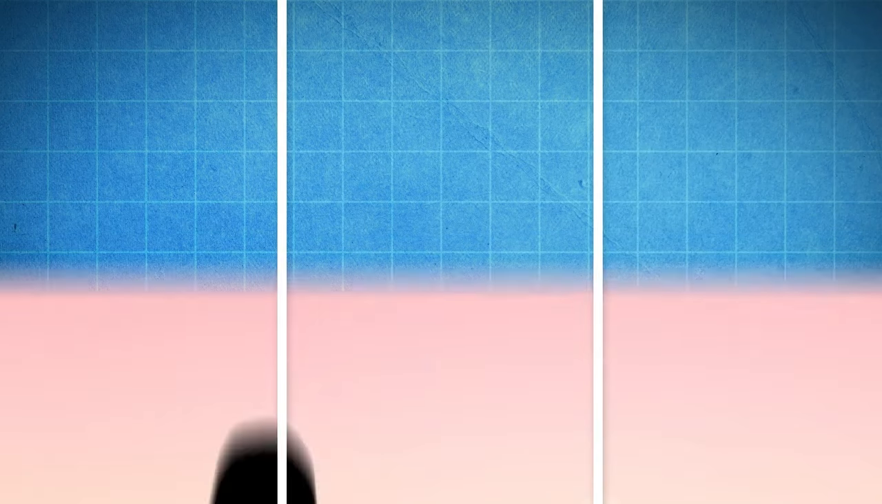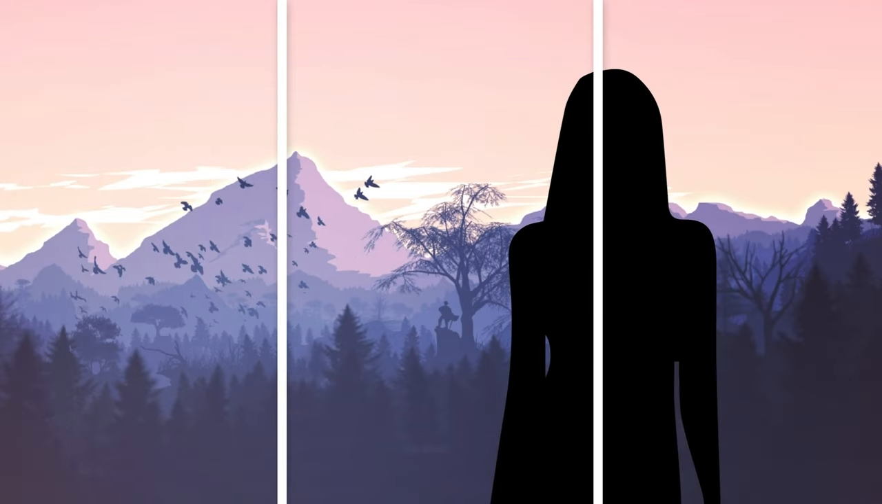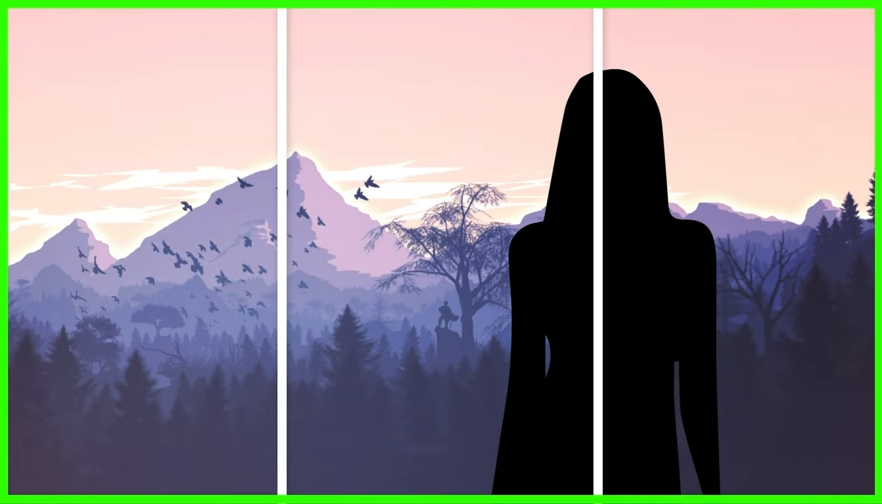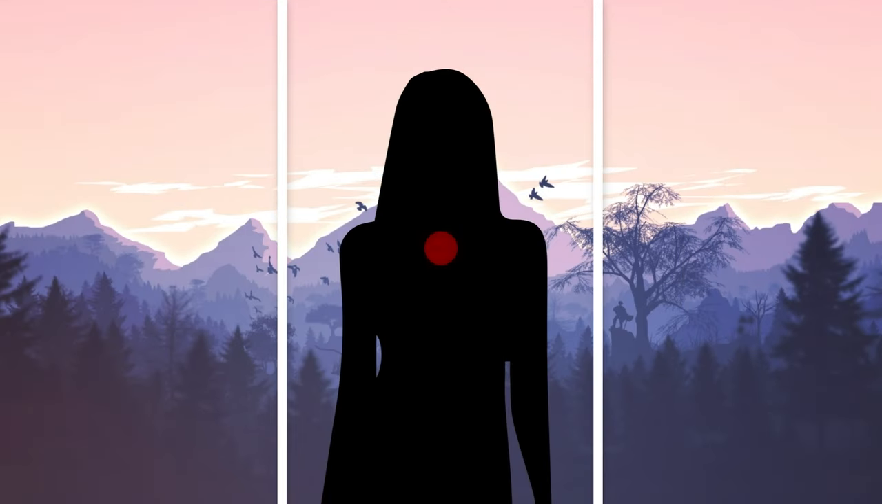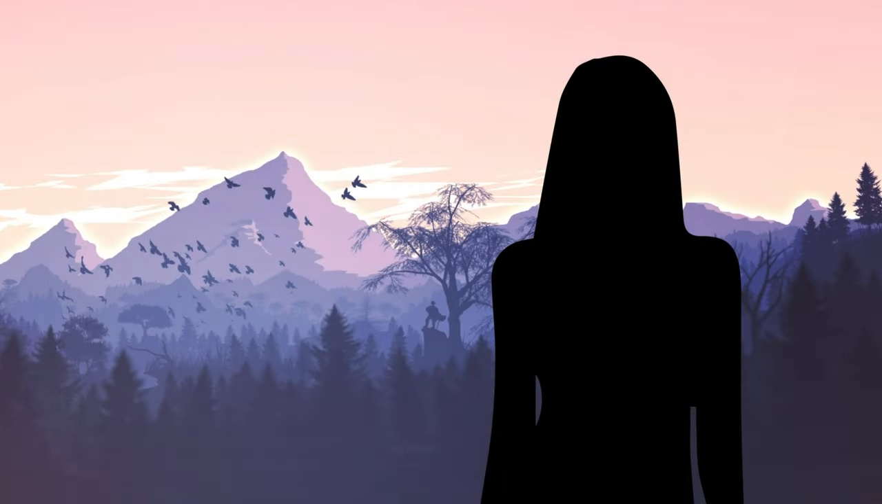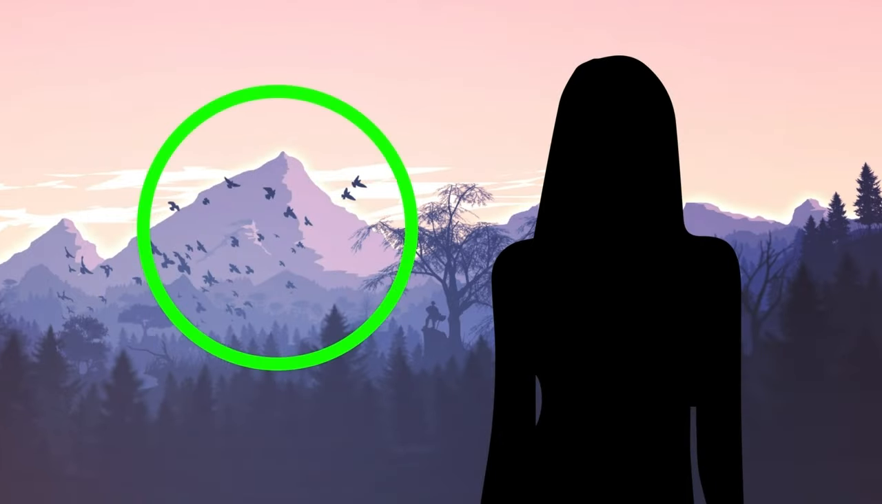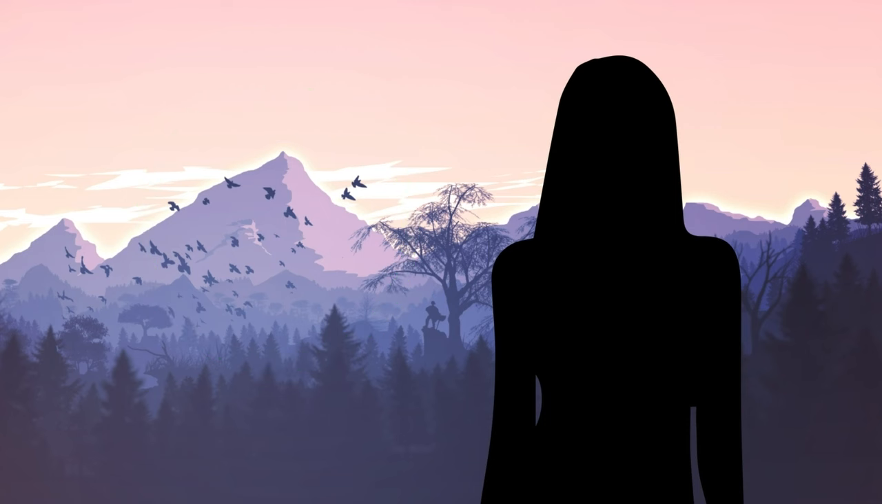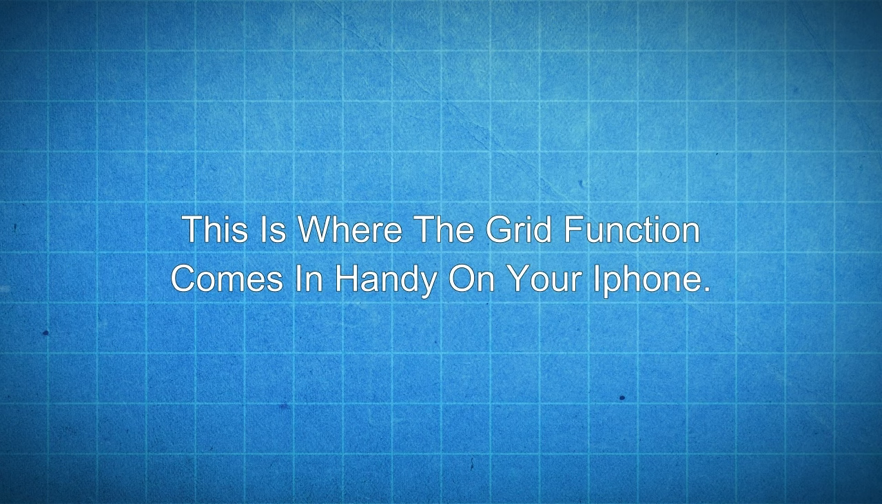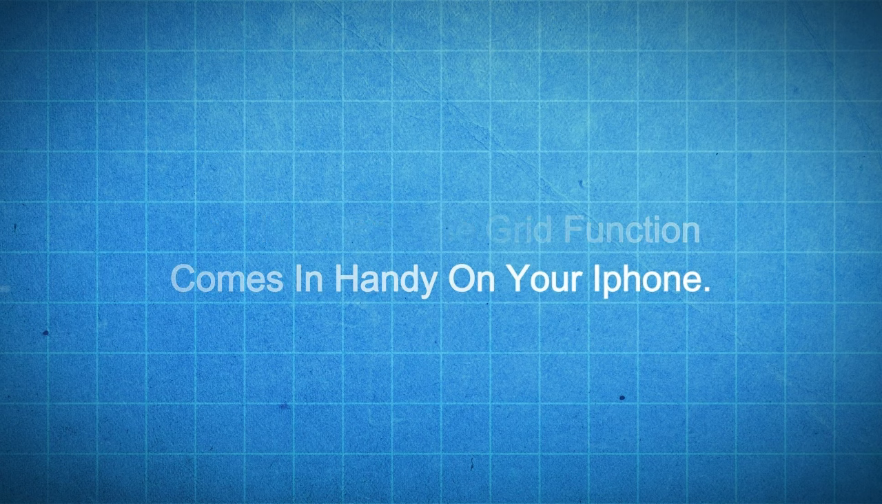So you can place a subject on the left line or the right line to draw attention to the composition as a whole rather than one single centered point of focus. This is often done by placing a person on either side of the foreground and placing another subject on the opposite side in the background, such as a mountain or a lake or a building or a sunset. This is where the grid function comes in handy on your iPhone.